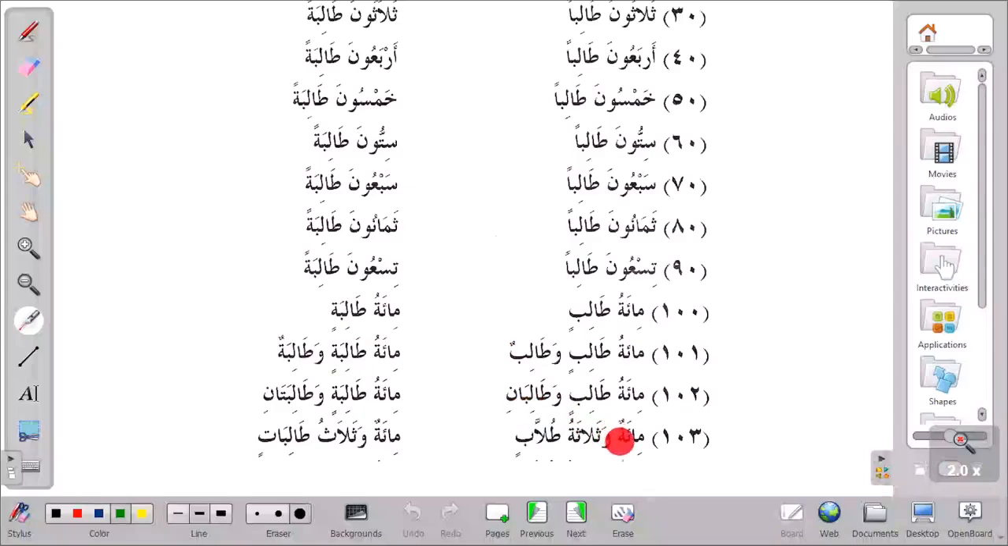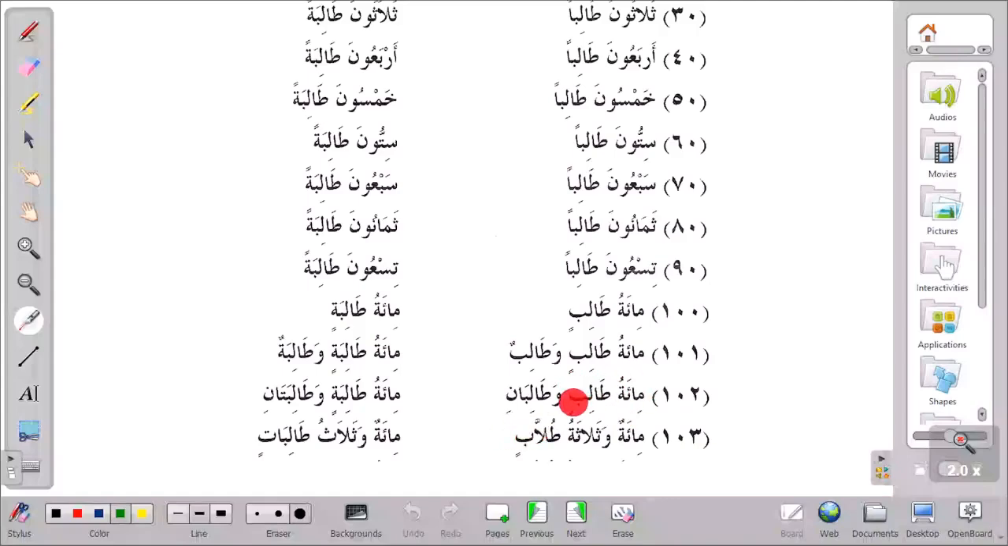But here he said 103 students. You see that this and this are different. Here, after the mi'a, he just mentioned the student: mi'atu talibin, 100 students, wa talibani, and 2. But here he says mi'atun wa thalathatu tullabin, 103 students. What he's trying to teach us is that you can choose one of these methods. You can mention the student, the thing you are counting, the ma'dud, in the middle, or you can mention it at the end.